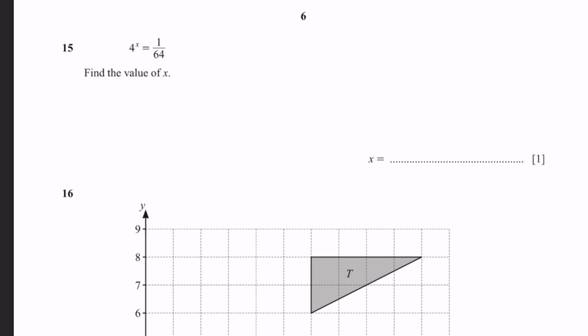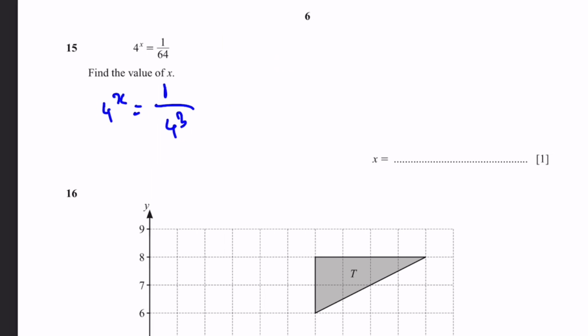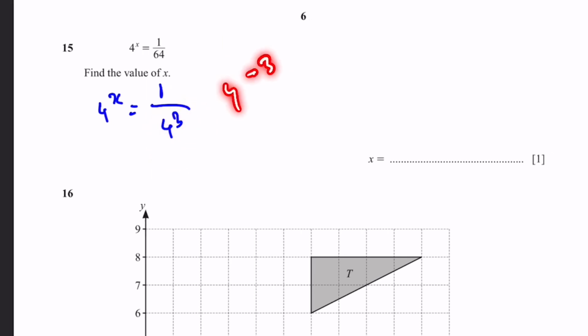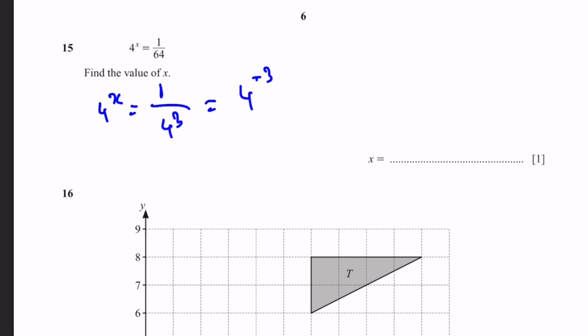Question 15. 4 to the power of x equals 1 by 64. Find the value of x. So 1 by 64 can be written as 1 by 4 to the power of 3. There's a rule called 1 by x to the power of y is equal to x to the power of minus y. This is an exponent rule. That means 1 by 4 power 3 is equal to 4 to the power of minus 3. So 4 to the power of x is equal to 4 to the power of minus 3. X is equal to minus 3. That's the answer.